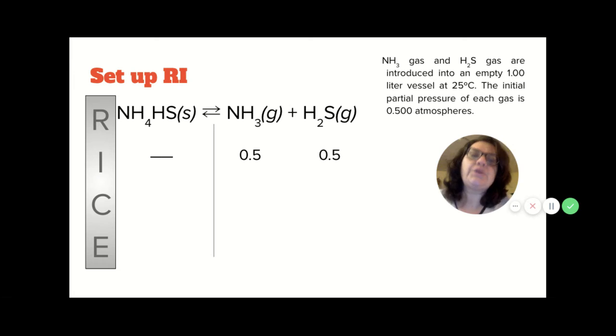Okay, so before we were starting with 0, so we started with Q equals 0, so we knew that we had to produce something because we needed a value. There's no such thing as a less than 0 pressure. So now we don't have a 0. We actually have to find Q and figure out whether Q is greater than K or not.